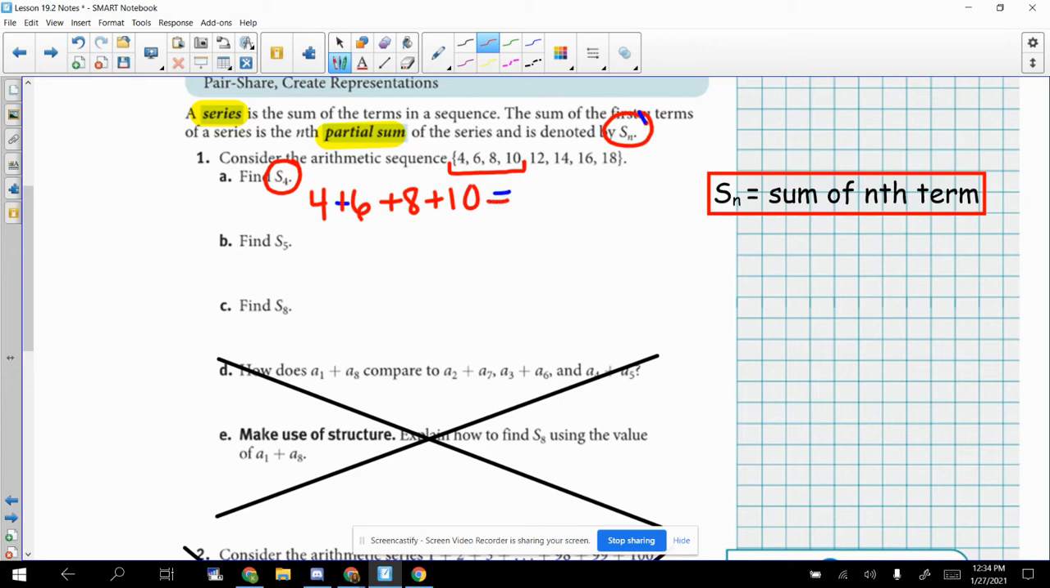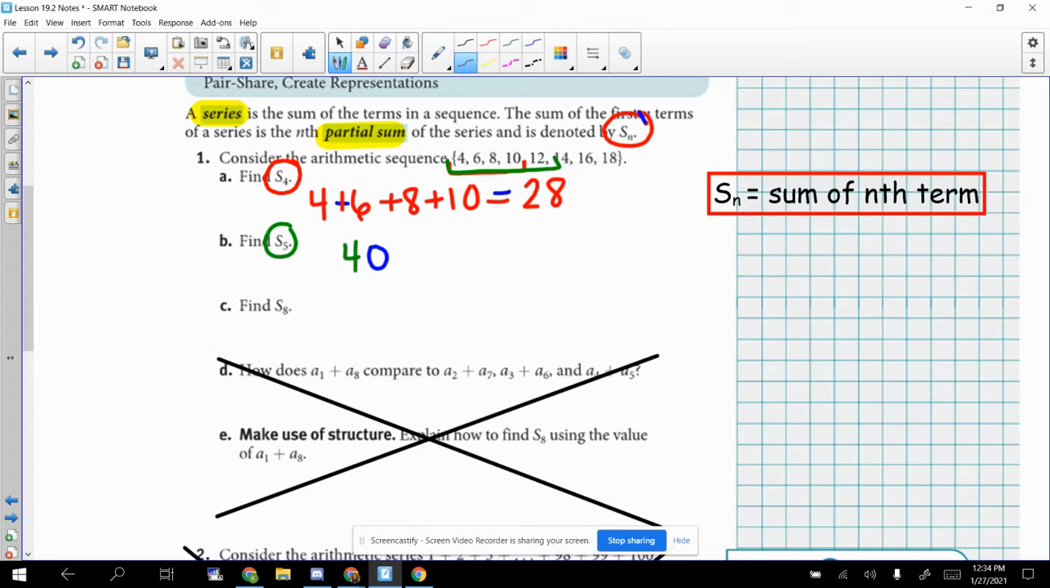So when you do this, I don't know why my color keeps changing back and forth to blue, but don't mind that. So 4 plus 6 plus 8 plus 10 is going to be 28. Okay. Then same idea, to find S sub 5, you would do the sum of the first 5 terms. So that would be 4 plus 6 plus 8 plus 10 plus 12, which is going to be 40.